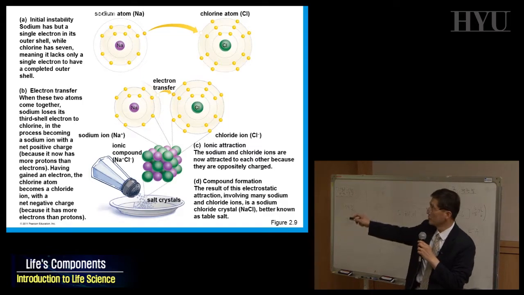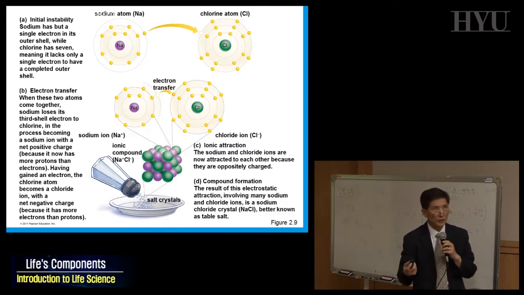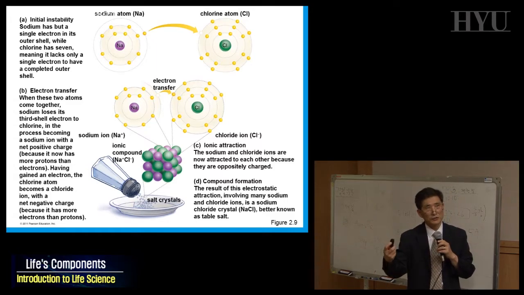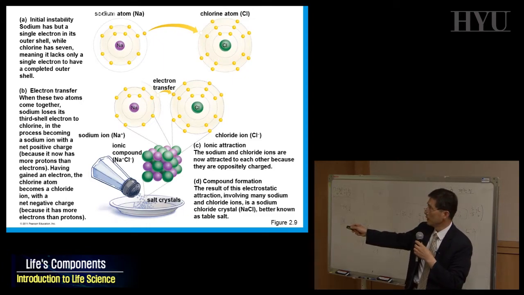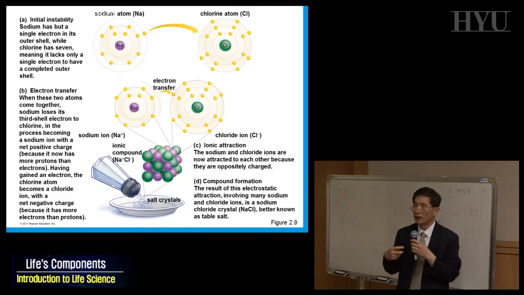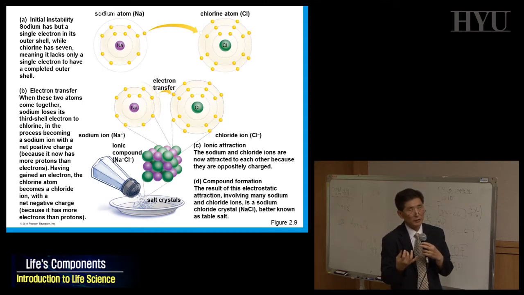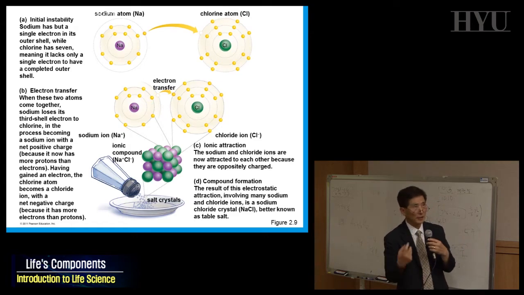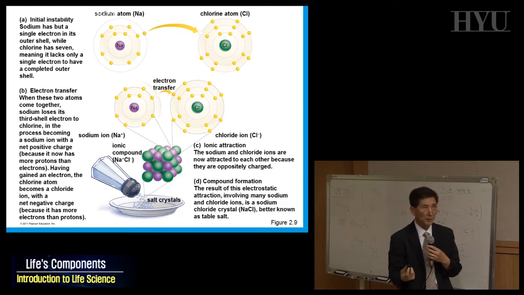The opposite is true for chloride. Chloride has 2 electrons in the first shell and 8 in the second shell. In the third shell, if you have 8, it is full. It has 7, so it wants to have 1 more. It could gain an electron, so it becomes negatively charged, the chloride ion. So Na plus and Cl minus are attracted to each other. They come close. That's the ionic bond.